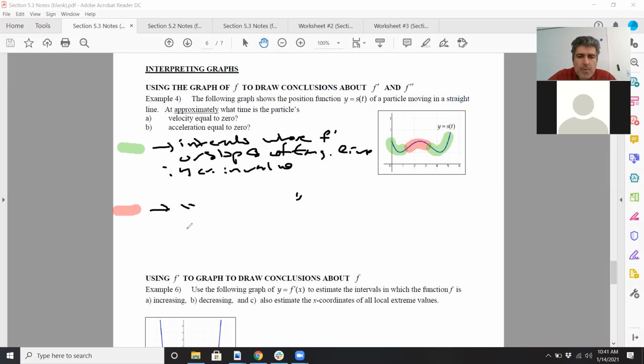Intervals where f prime, or slope of tangent lines, decrease in value. Because like if I drew a tangent line right now, right here, that's positive, and then 0, then negative. So in that red region, my f prime is decreasing in value. Well, what that means is that here, f double prime is positive, concave up. Here, f double prime is also positive, concave up. But here, f double prime is negative, concave down.